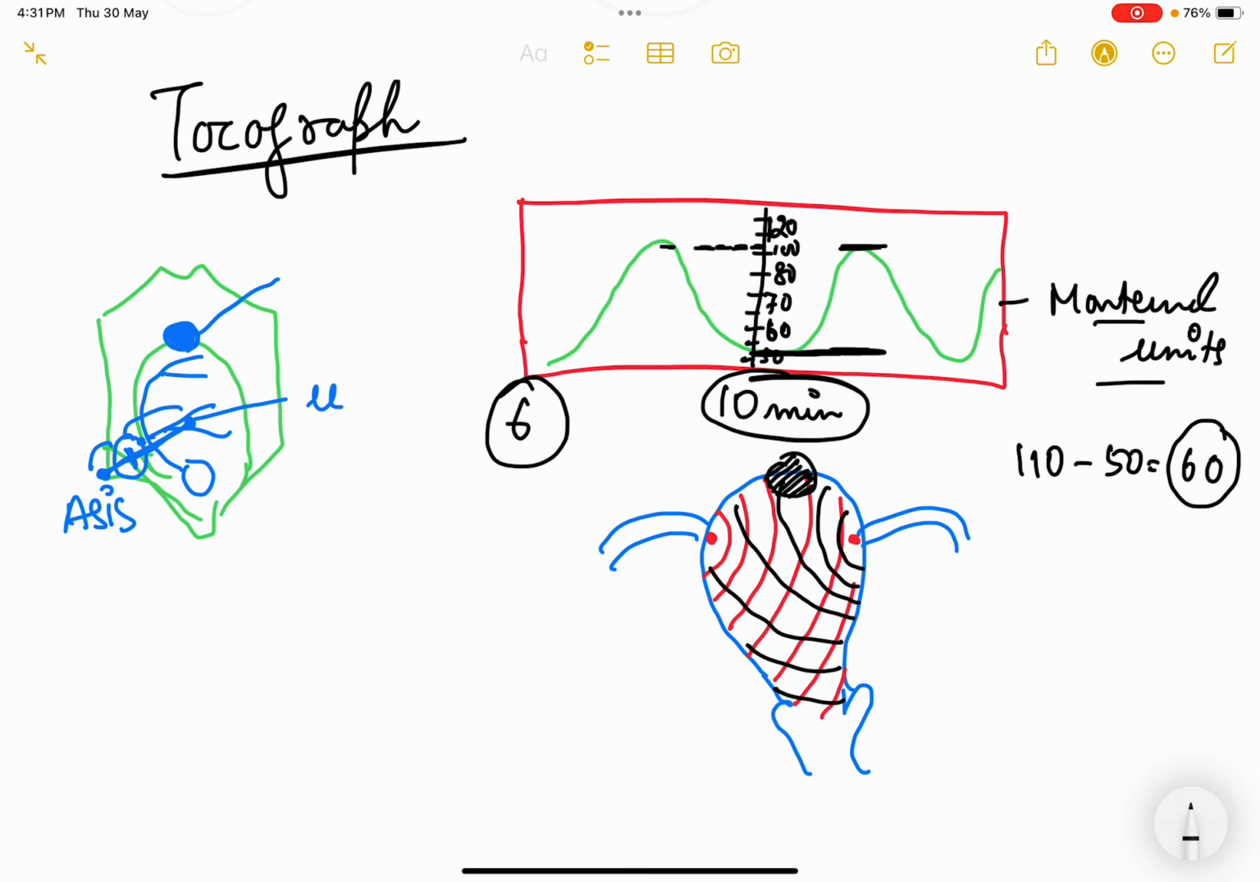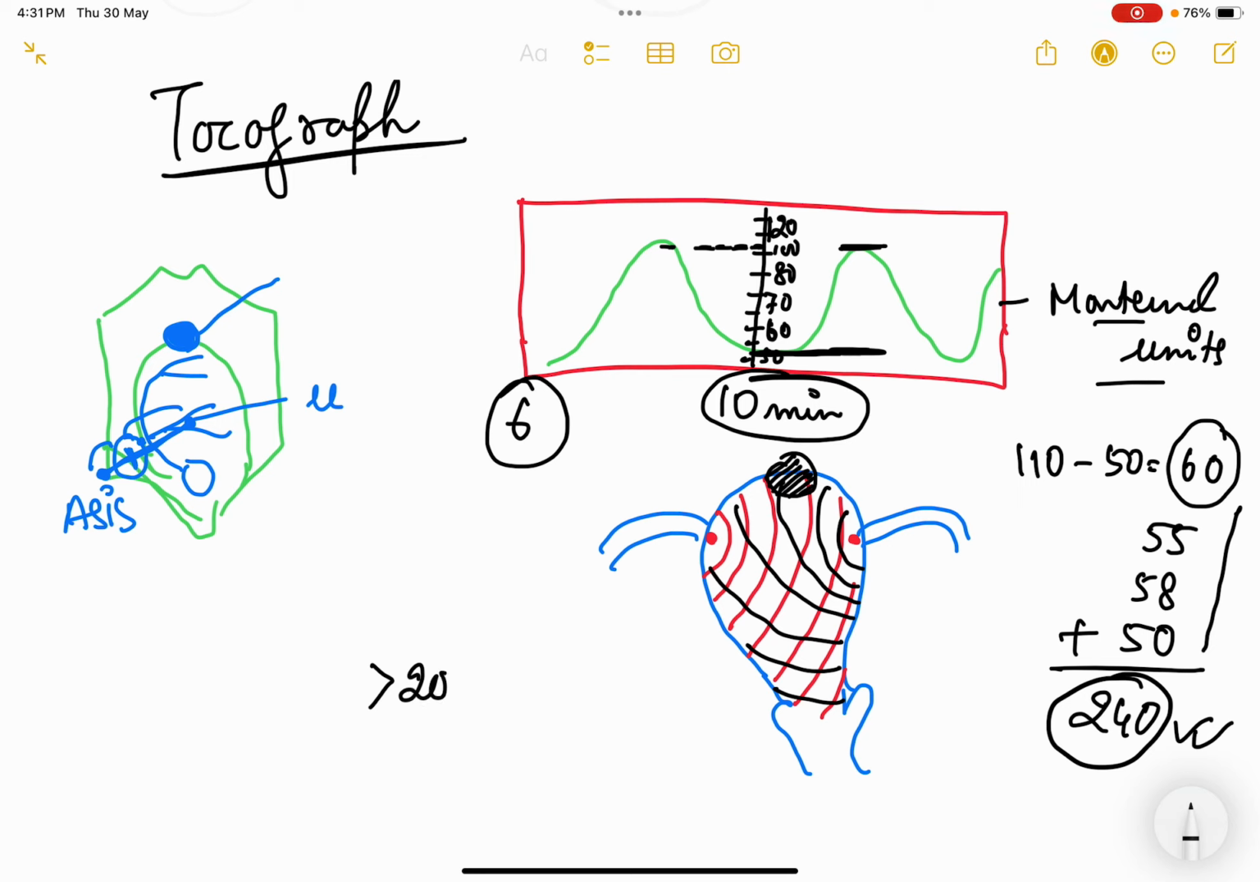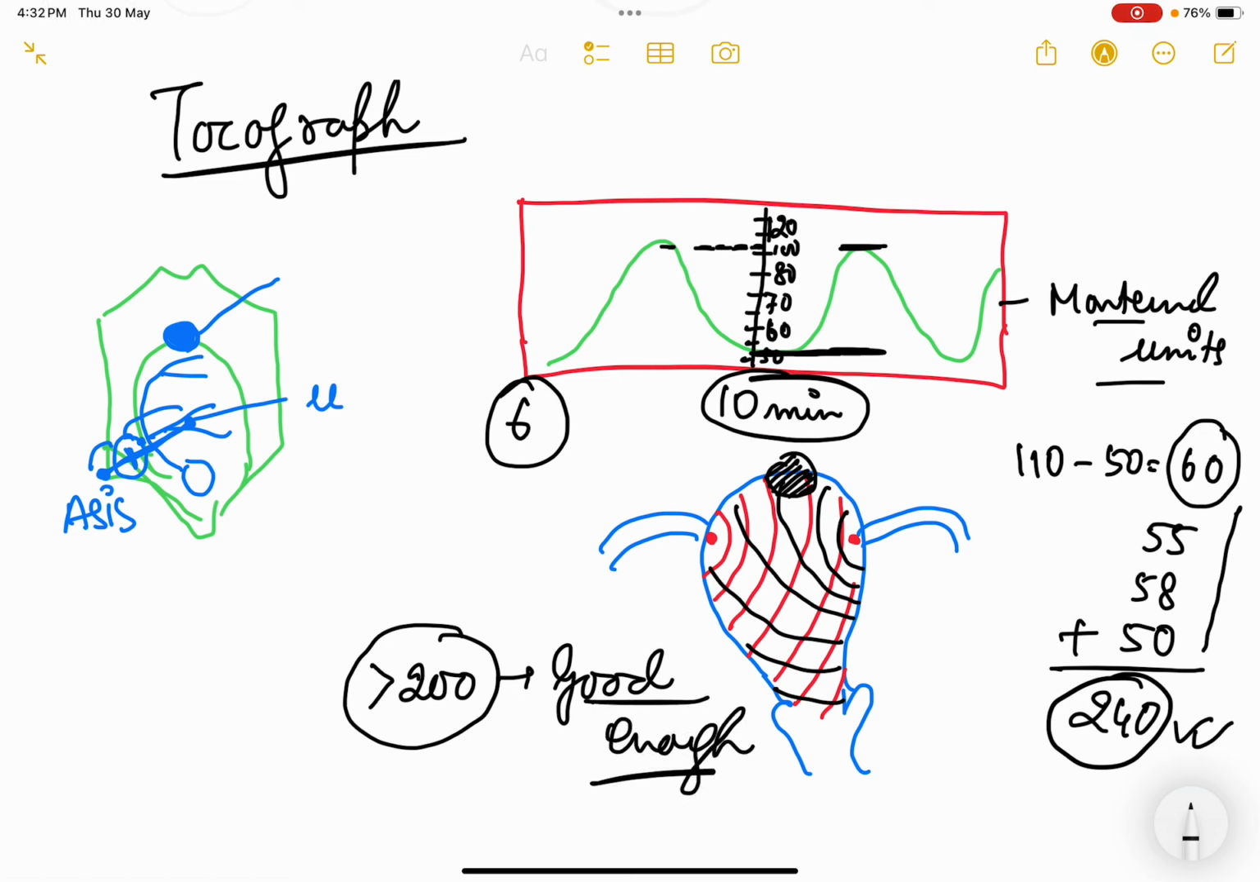Okay, so you get values. Suppose this was 60, some other was 55, some other was 58, some other is 50. So then you add all these, whatever is the resultant out of each contraction in 10 minutes, and you get a value. Suppose you get 240. So this is the Montevideo unit for this stretch of 10 minutes. If the Montevideo units are more than 200, then the contractions are good enough for labor to progress. Okay, so for normal delivery to occur, the cumulative Montevideo units should be more than 200.